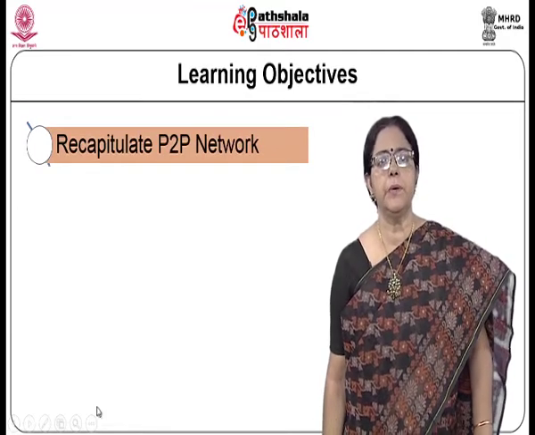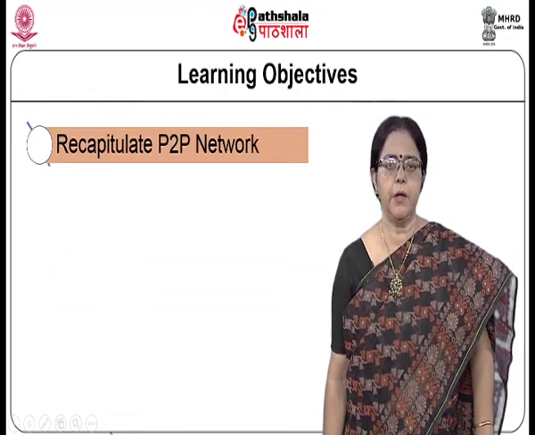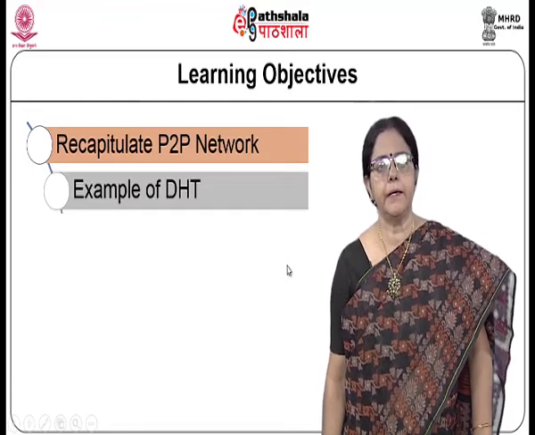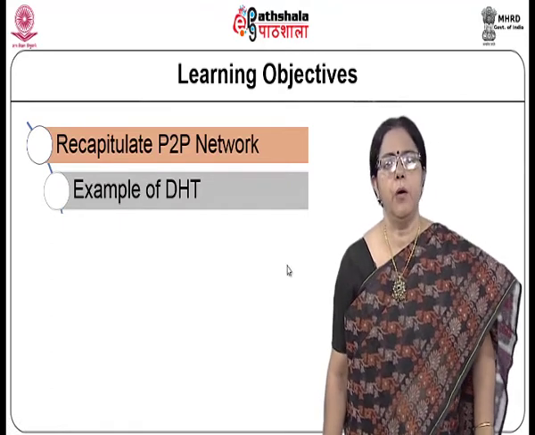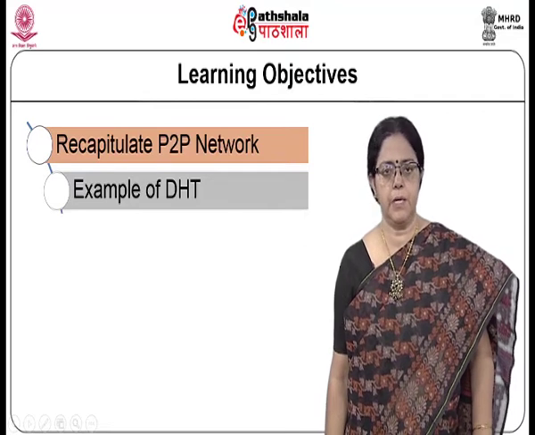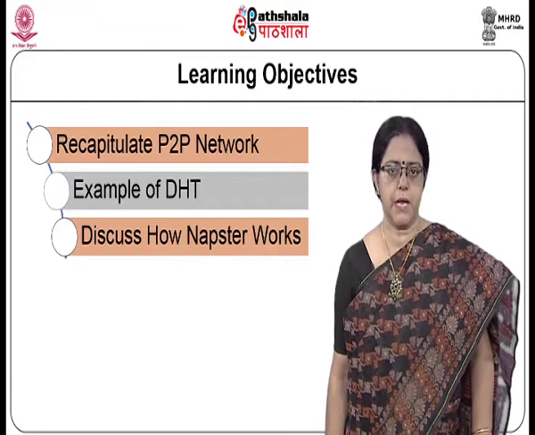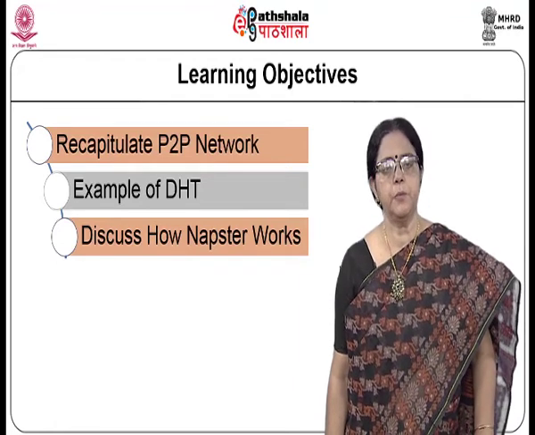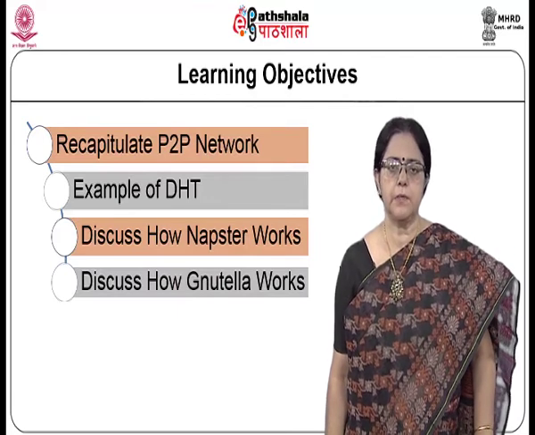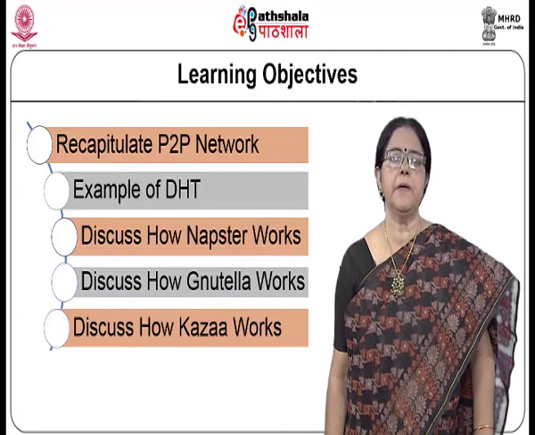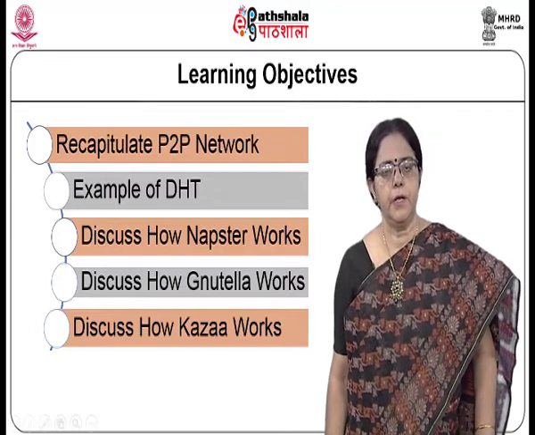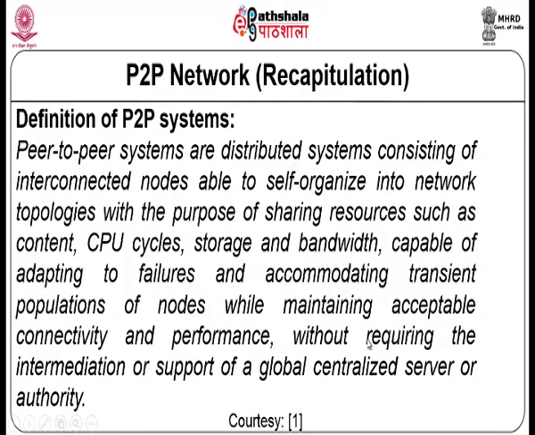So, let us quickly look at the learning objectives of this module. We will recapitulate what we learnt about P2P networking, and then we will move on to specific examples of all the types of networking that we have looked at. An example of DHT, which is distributed hash table, and an example of how Napster works. This is an unstructured P2P networking. We will see how it works. Then we will see how Gnutella works and how Kazaa works. We have opted for these examples because each of them represents one kind of P2P networking, followed by a summary. So, let us quickly look at the definition of a P2P.